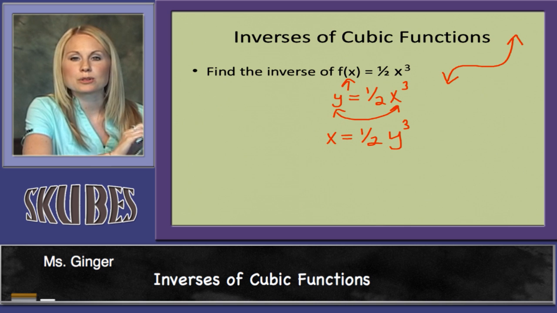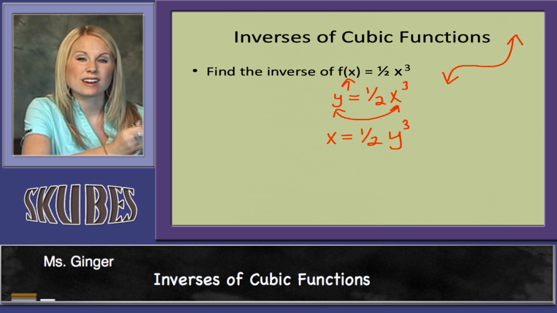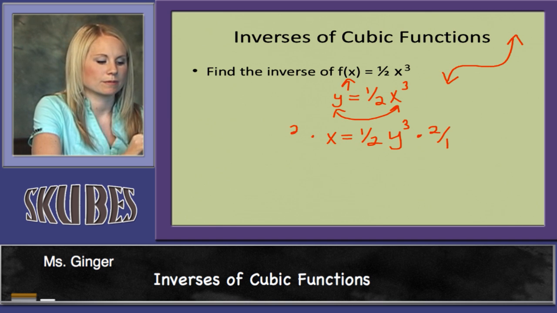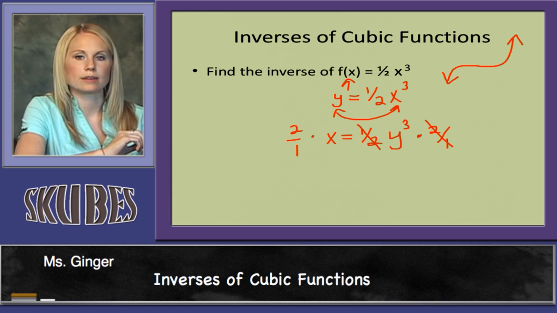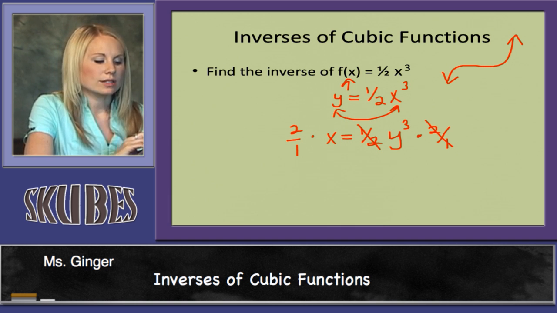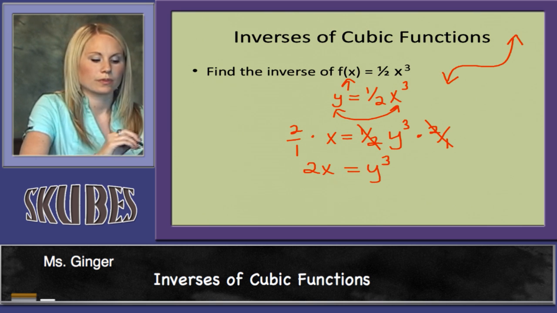So I have a 1/2 multiplied by y cubed, and to undo that 1/2, I'm going to use a 2 over 1. So I'm going to multiply both sides by 2 over 1. That's going to get rid of my 1/2. It's going to cancel everything out there. Alright, so on the left-hand side, I'll have 2x. If I simplify, equals y cubed.